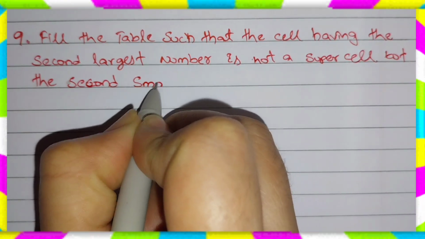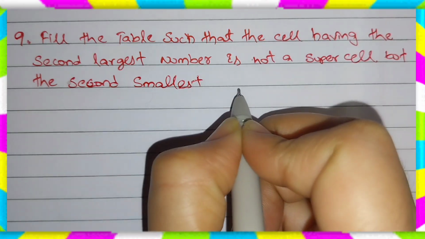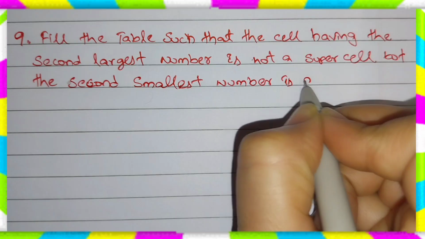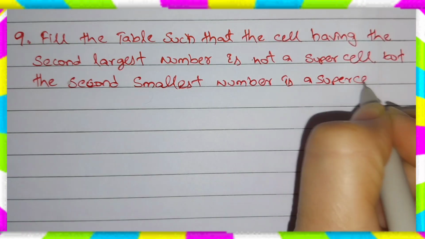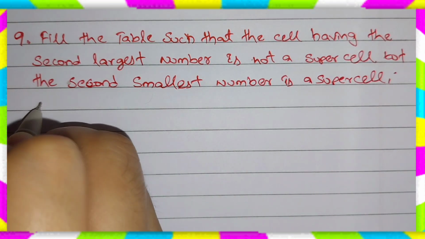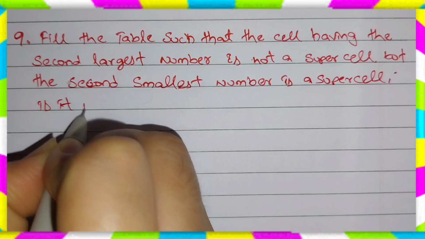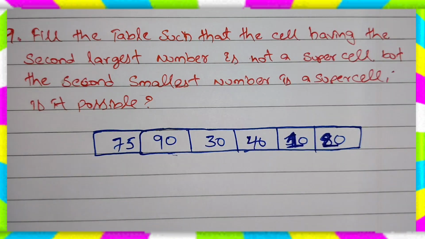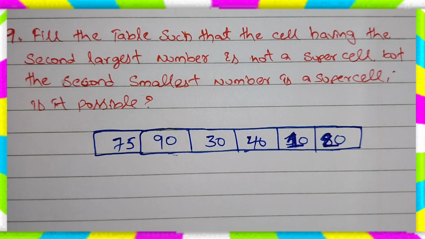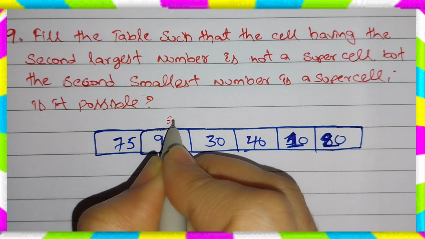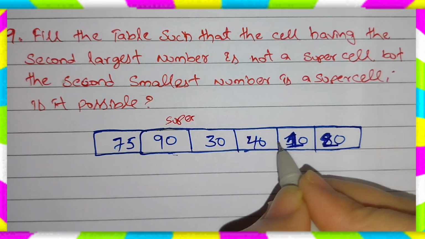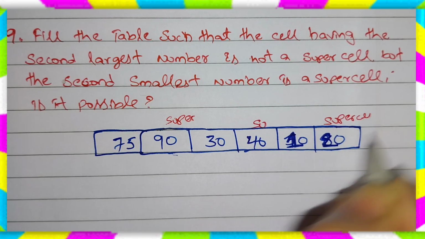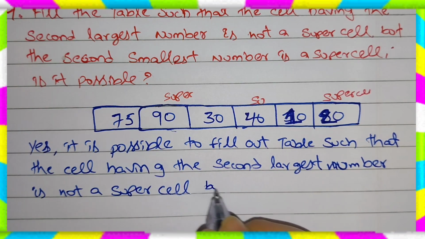The last question, the ninth question: fill the table such that the cell having the second largest number is not a supercell but the second smallest number is a supercell. Is it possible? Yes. In the question they said that the second largest number is not a supercell but the second smallest number is a supercell. This is a table of 6 numbers: 75, 90, 30, 40, 10 and 20. So 90 is the largest number, that is a supercell. Next, 40 is also a supercell and 20 is also a supercell.